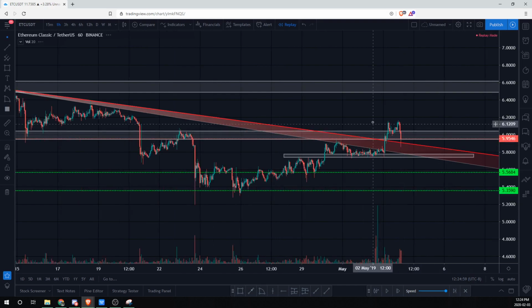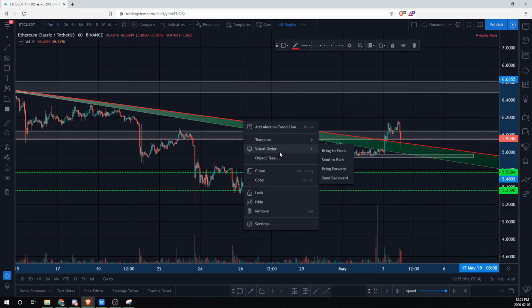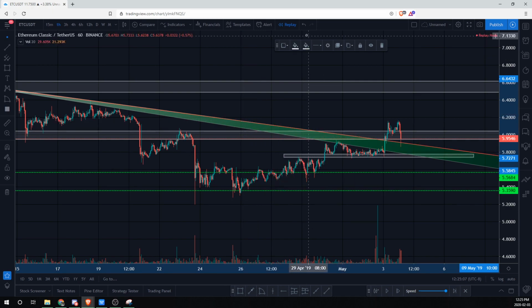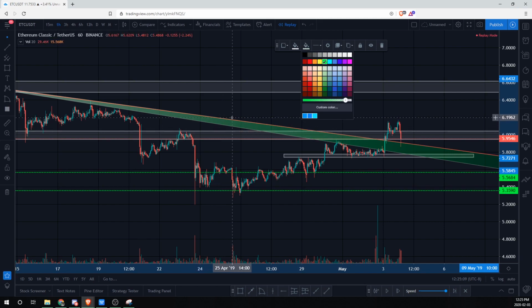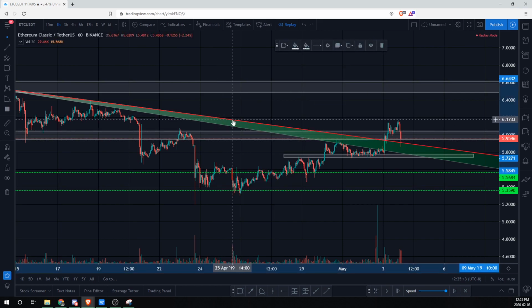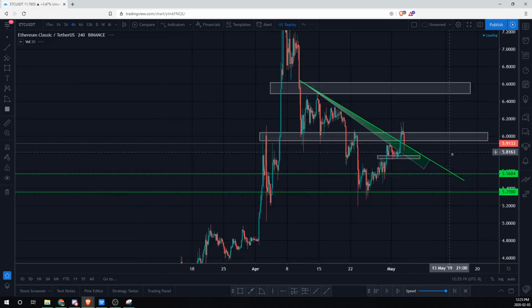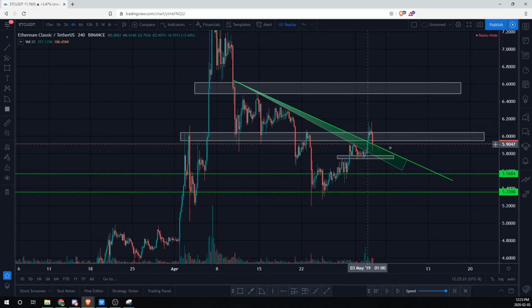So we can use this zone as a new level of support, so we can make that green, and then we can make this zone green as well. Not that one. And this is what I'm looking for, this line right here. So this is now our new level of support. We can see that on the 4-hour chart.